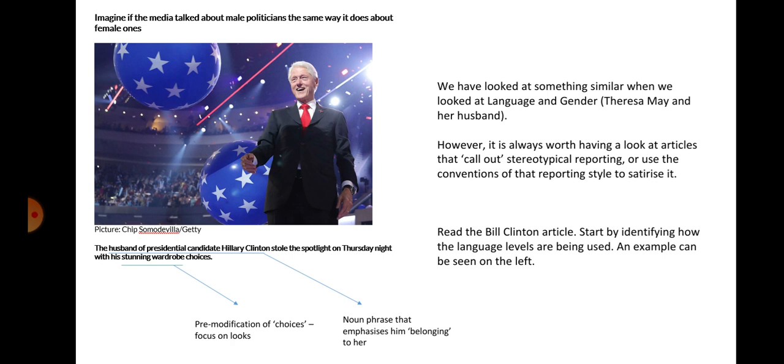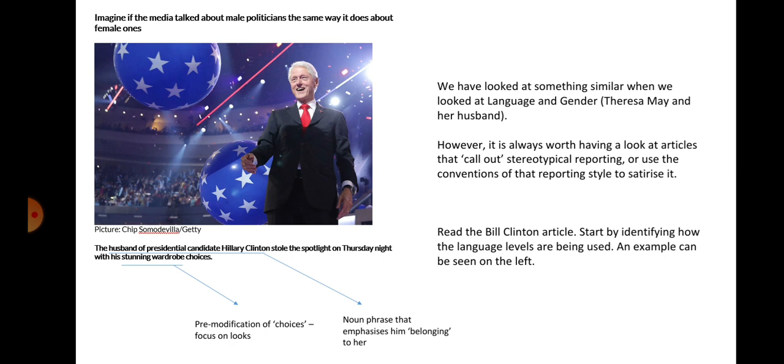So as I mentioned at the start, we've actually looked at something like this already. We looked at Theresa May and her husband, and also David Cameron's wife, Samantha Cameron, as well. As I said, it's worth looking at articles that call out stereotypical reporting a bit more, or use the conventions of that reporting style to satirize it. Because if there is such a common convention in the media, it's worth obviously looking at that in more detail, and then also seeing how people might, in some ways, subvert that.